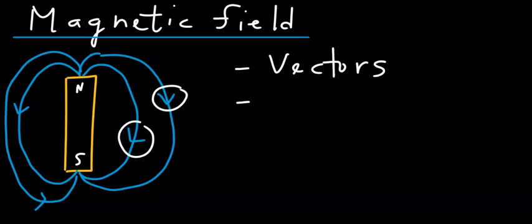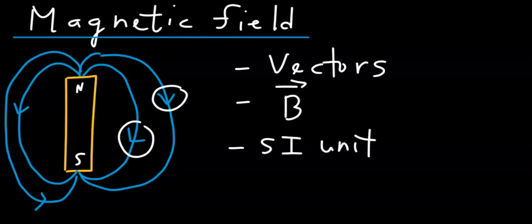The usual symbol that we use to denote magnetic fields is capital B with an arrow like that, because magnetic fields are vectors. The SI unit to quantify the strength of magnetic fields is Tesla, with the abbreviation capital T. Of course, up to this point, we have not said anything about the origin of such magnetic fields or how these magnetic fields are formed. We will more or less address these questions in our upcoming videos.